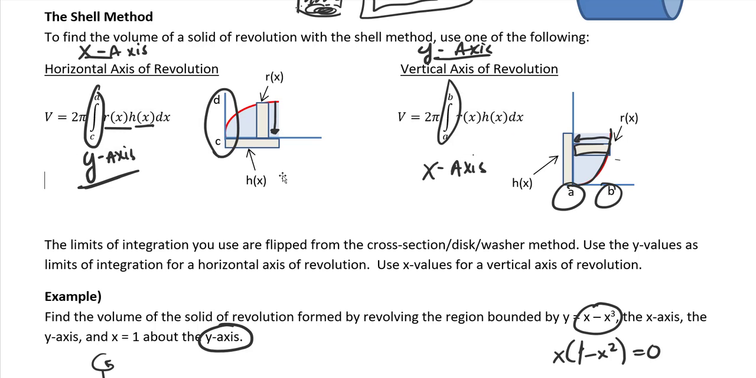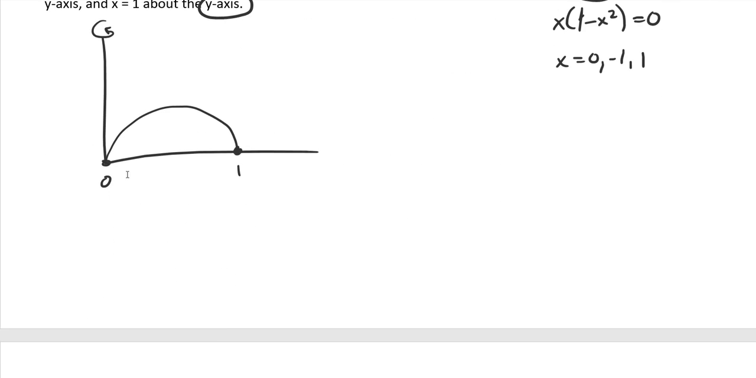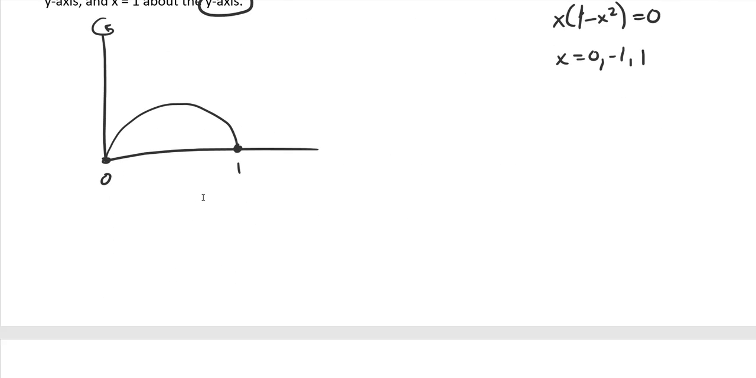I need to find the height. I'm sorry, which is right here. Vertical axis of revolution. I need to find the height. How tall is it? Well, how tall it is is basically going to be from here to here. Okay? Because I'm rotating around that, this is our h of x. And therefore, this piece here is going to be our r of x. It's our radius. All right?